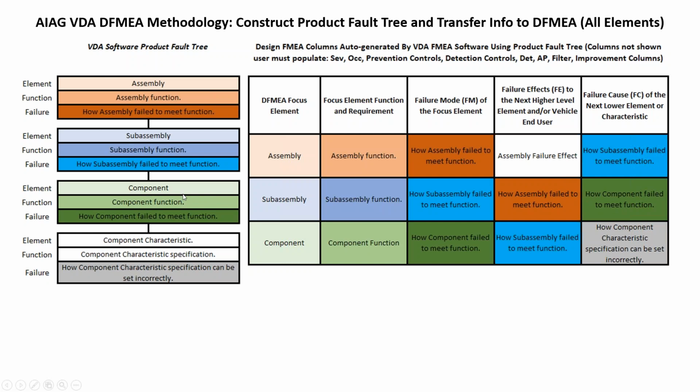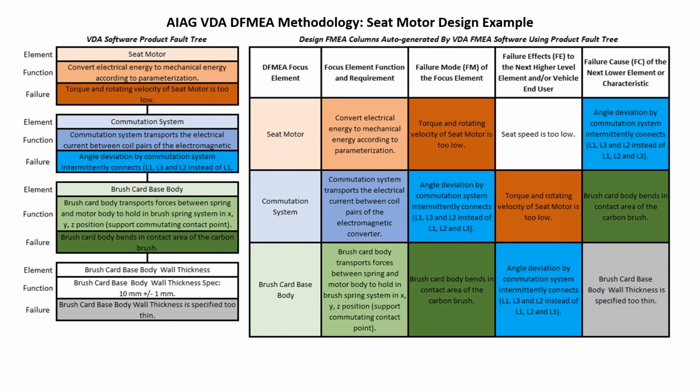We come down here to the component level, that would be this design FMEA down here. You basically take these 3 pieces of information, you populate the first three columns of your design FMEA. You take the failure above, you stick that in the effects area. You take the failure below, you stick that in the cause area. This is how you transfer information from the product fault tree to the design FMEA. I wish I could see you and ask you if you have any questions, but we don't have that luxury here. Let's now take the book.